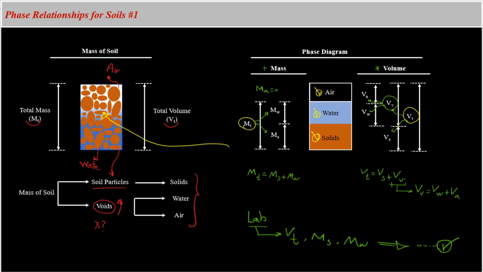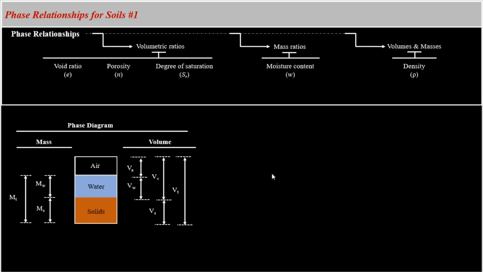within a soil sample. Now we hopefully better understand the phase diagram and are ready to learn about the basic parameters in soil mechanics that are based on phase relationships. These parameters can be divided in 3 categories. The first one is the one that is only based on volumetric ratios. The second one is the one that is only based on mass ratios. And the third one is the one that is based on the ratio between masses and volumes.